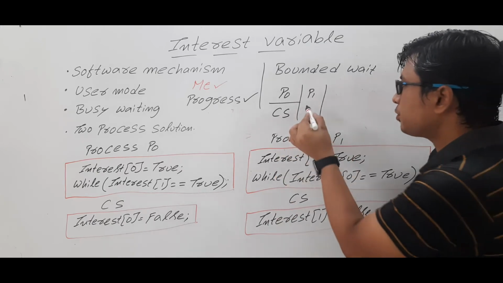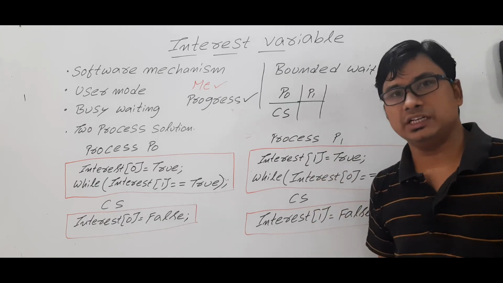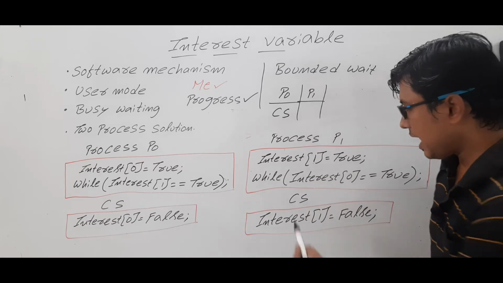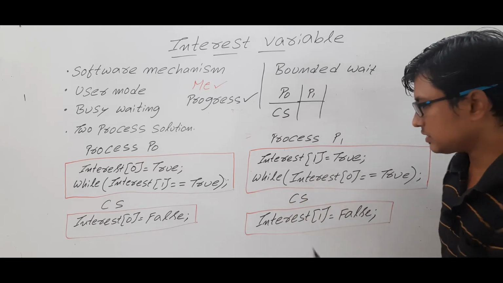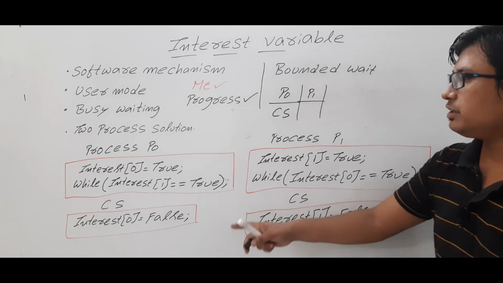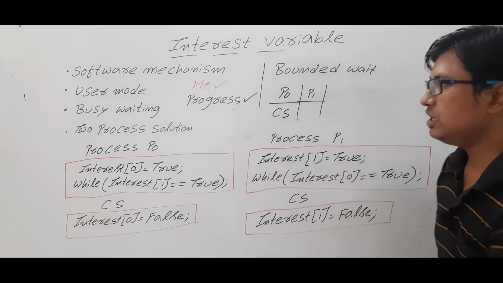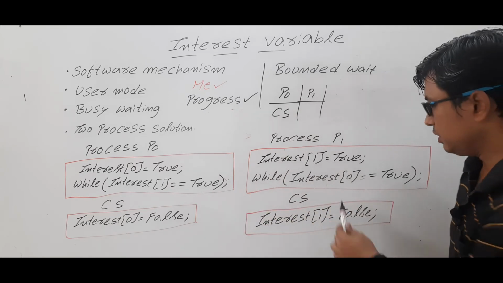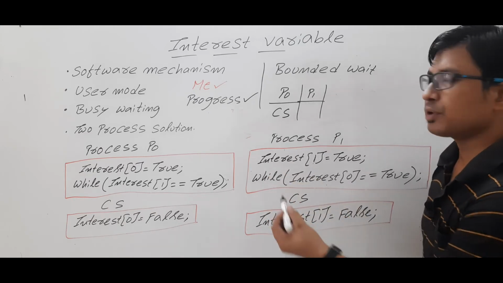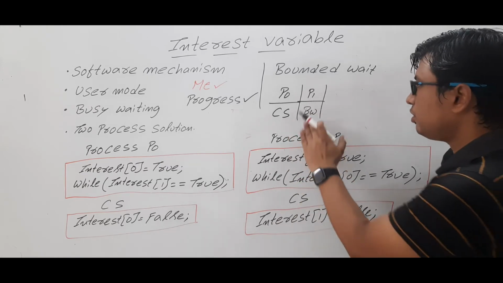Is it clear? If process P1 is scheduled and wants to enter into the critical section, what will it do? Interest of 1 is equal to true, and it tries to enter into the critical section. What will it do? It will check this condition: while interest of 0 is true, because process P0 is still in the critical section. So interest of 0 is equal to true, true is equal to true. The condition is true. If the condition is true, process P1 is in busy waiting. Am I right? It keeps on waiting.